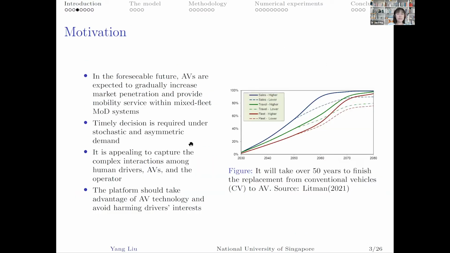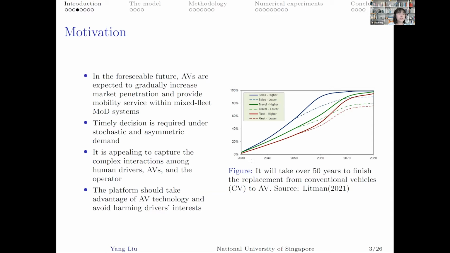Many MOD platforms have announced to introduce autonomous vehicles to their fleet in the near future. It is predicted that the AV market penetration will gradually increase until it fully replaces the human-driven vehicle. We can see it will take a very long transitional time, maybe 40, 50 years, until all the vehicles will be replaced with AVs.